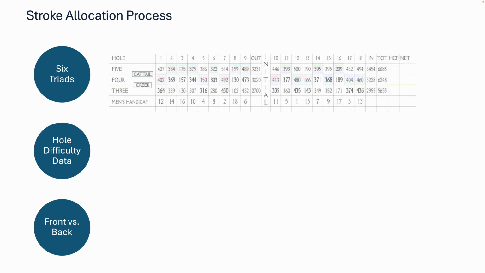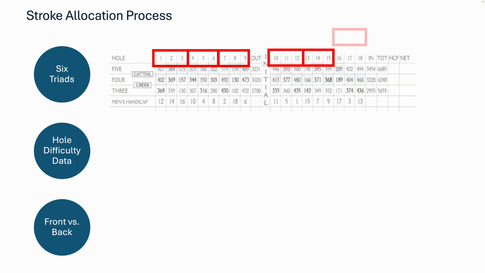So we'll start to dive into the stroke allocation process. The first thing you must do is divide the course into 6 triads. You may ask, what is a triad? It's simply a grouping of 3 holes. So the first 3 holes in the course would be the first triad, and then holes 4 through 6 is the second triad, and so forth.